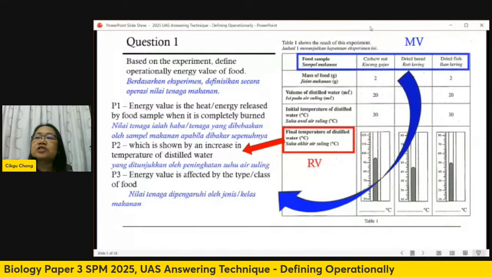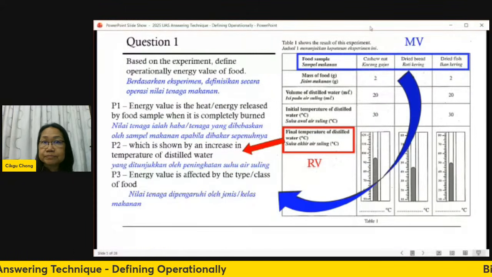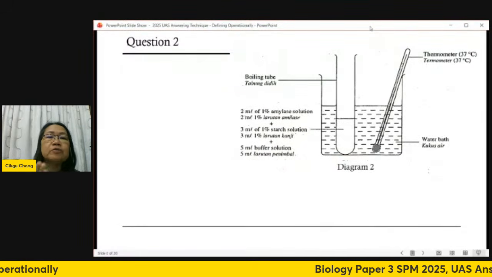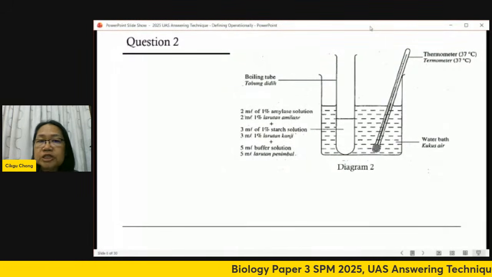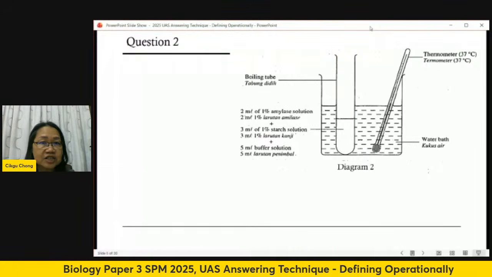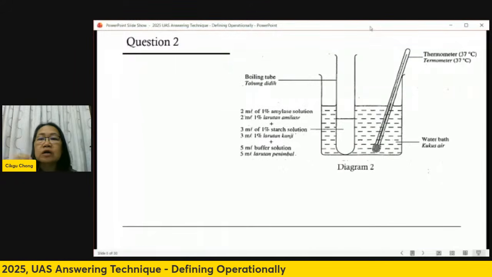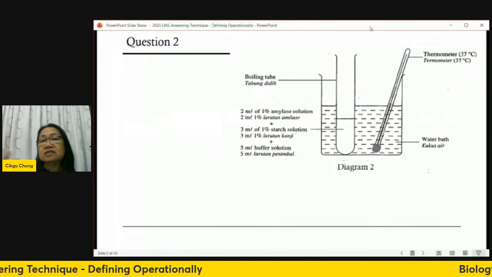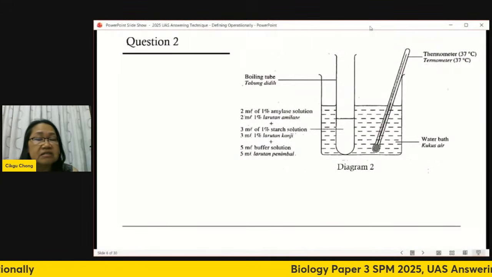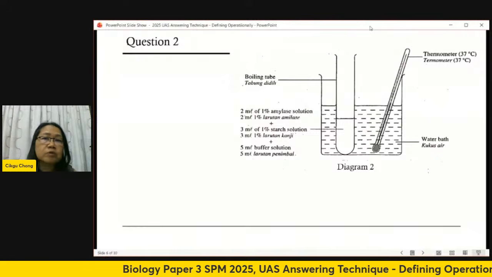Okay, now we go to the second question example. Any questions, just type here and I'll try to answer. Second experiment, so look at what you're given. You are given amylase solution, you have starch here, so it's hydrolysis of starch by amylase. You put it into a water bath at 37 degrees Celsius, which is the optimal temperature for enzyme activity. So usually we will put warm water.